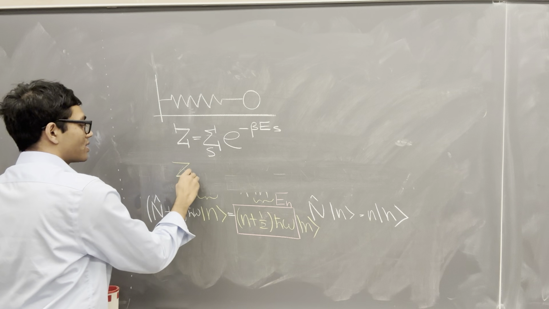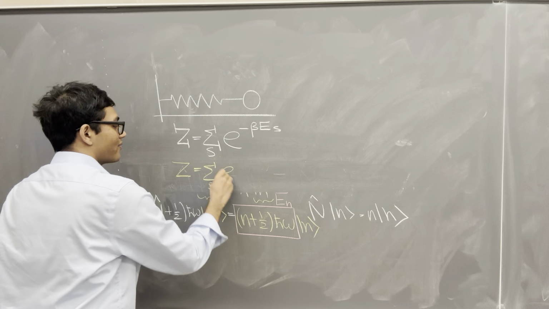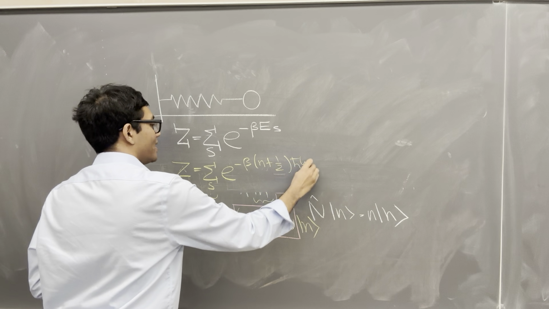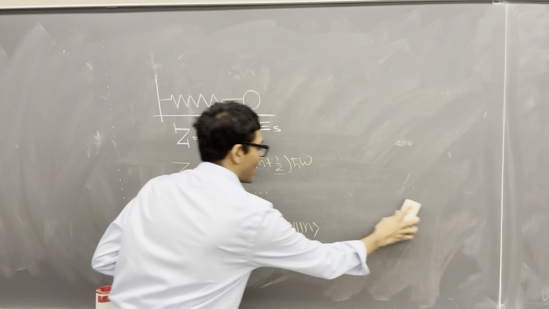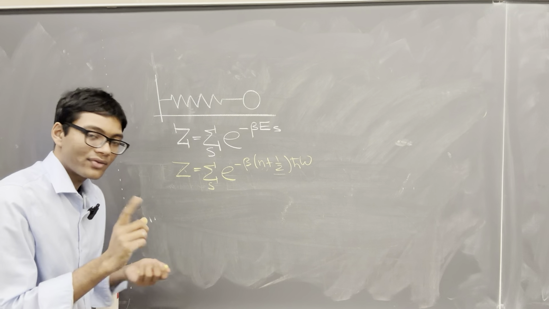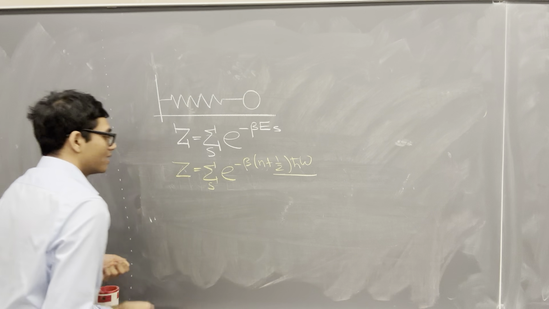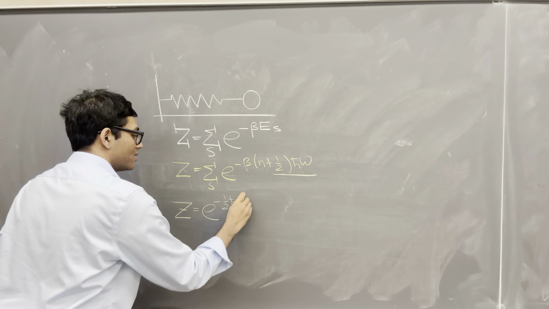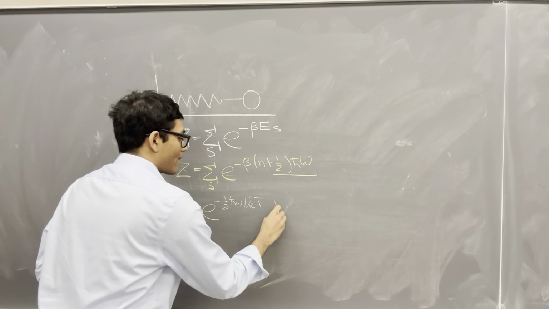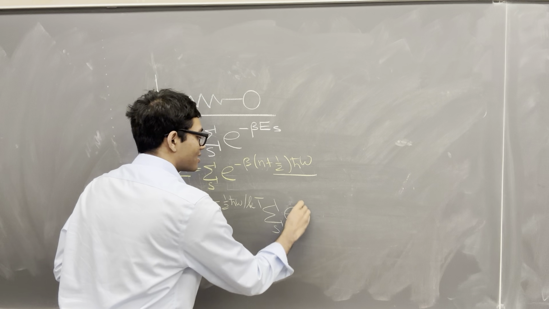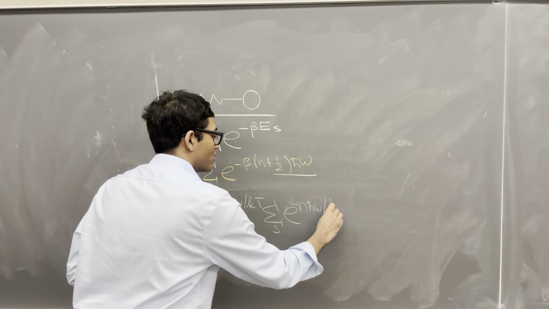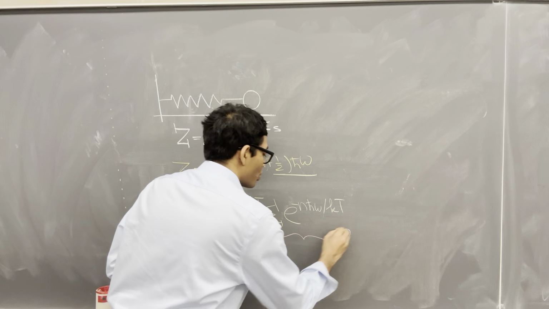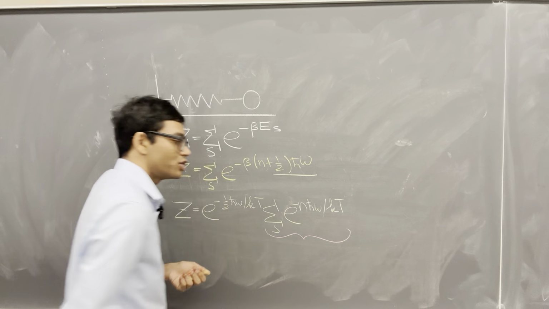So that Z, the partition function, is the sum over s of e to the minus beta times n plus 1/2 h bar omega. But wait a second, now I can simplify this further. I can take out this constant 1/2 h bar omega so that Z, the partition function, is e to the minus 1/2 h bar omega divided by kT from that beta, times the summation of e to the minus n h bar omega over kT. Now this over here on the right side is no more than a geometric series. But I know how to add geometric series.